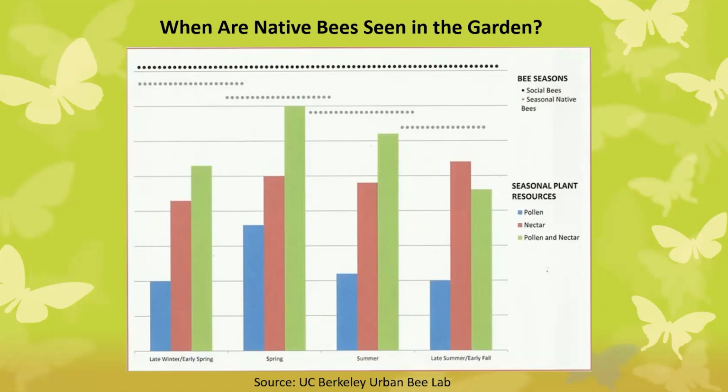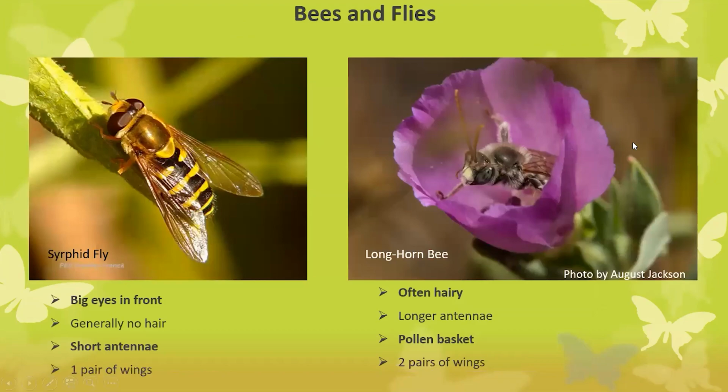And the thinking is the time they emerge has been coordinated with what flower resources are available. So the thinking is they co-evolve with native plants and the bloom of native plants. So when you think about this, if we really care about helping native bees, we need to provide a very long season of plant resources, nectar and pollen, in order to benefit more of them.